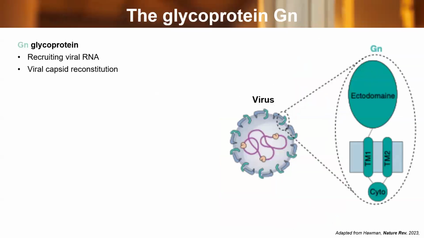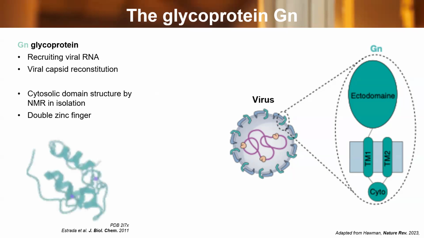So if we go to the virus here, you see a scheme of it, and you see that in the envelope there are two glycoproteins. The first one is GN, the glycoprotein N, which is made of an ectodomain, a transmembrane domain, and a cytosolic domain between the two TM helices. And this protein is recruiting the viral RNA for the viral capsid reconstitution. And actually, from this protein, only the structure of the isolated cytosolic domain is known. It was solved by solution state NMR, and you see it here.